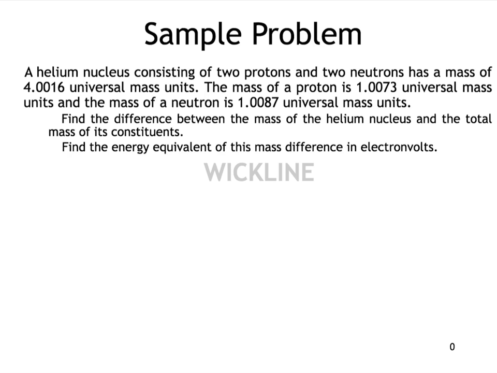Let's do the sample problem together. A helium nucleus consisting of 2 protons and 2 neutrons has a mass of 4.0016. I'll highlight that, that's going to be important. But the mass of a proton is this and the mass of a neutron is this. First, let's find the difference between the mass of the helium nucleus and the total mass of its constituents. So we'll start by finding the mass of the protons. It's going to be found that way, multiplying the mass of 1 proton times 2, and we'll have to add that to the mass of a neutron times 2.